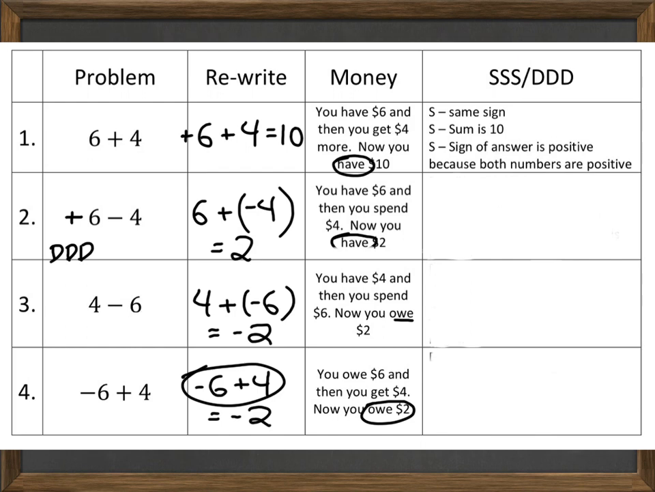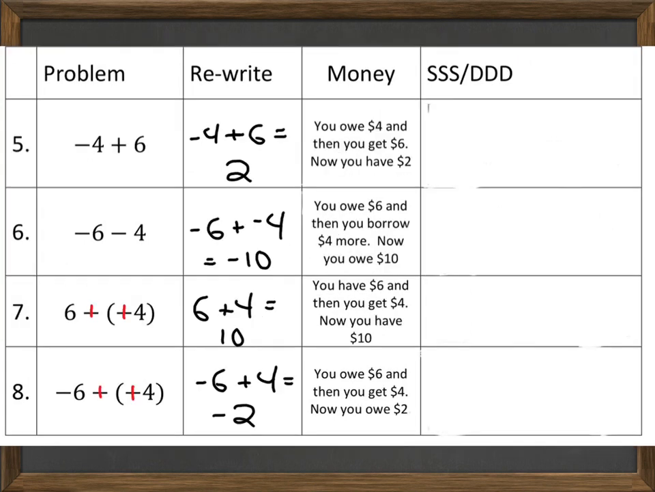Number 3, same thing, right? We have a plus here and a minus here. Okay, so they're going to be opposite signs. Same with number 4. Okay, same with number 5. Okay, so now let's look at number 6.